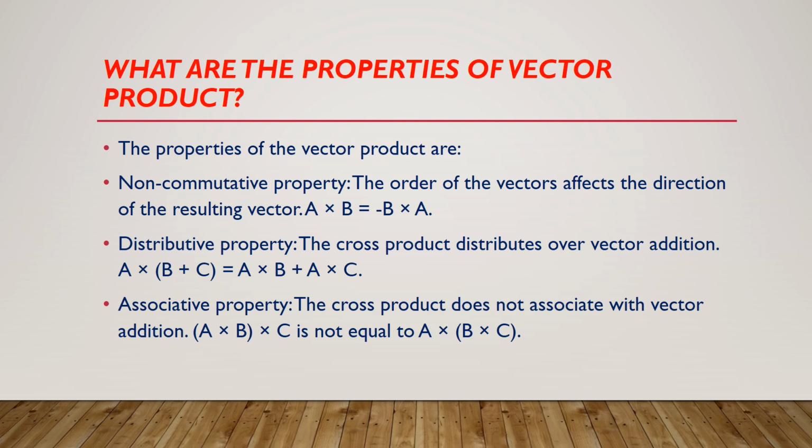What are the properties of vector product? The properties of vector product are, non-commutative property: the order of vectors affects the direction of the resulting vector. A cross B is equal to negative B cross A.